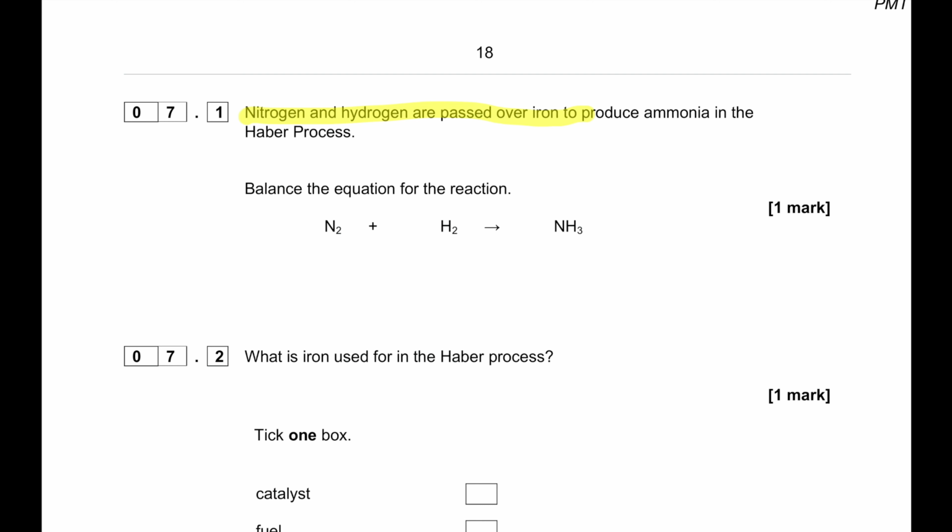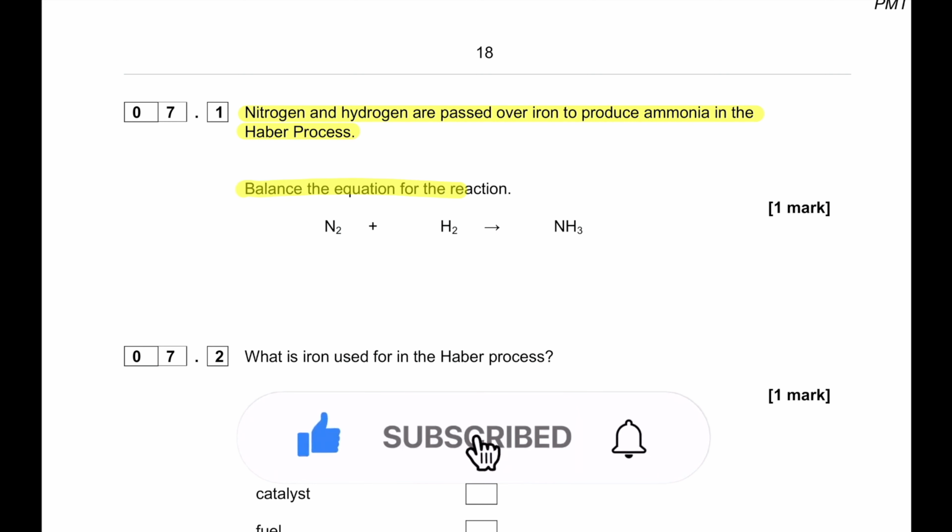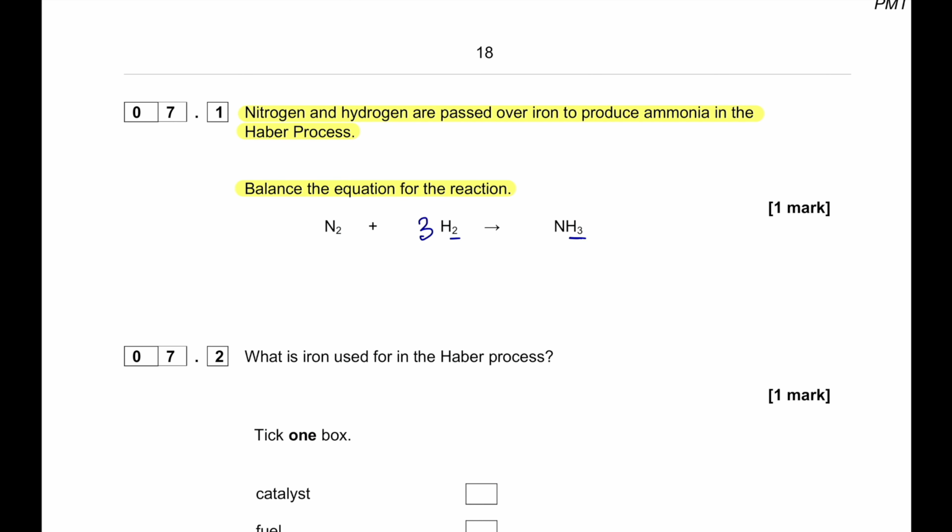Nitrogen and hydrogen are passed over iron to produce ammonia in the Haber process. The equation for the reaction. We can see there are 3 hydrogen on this side and there are 2 hydrogen on the left side. So let's put 3 in front of the hydrogen, which makes a total of 6 hydrogen on the left side. So we can put a 2 in front of the ammonia, which makes 6 hydrogen and 2 nitrogen. The 2 nitrogen is balanced with N2.